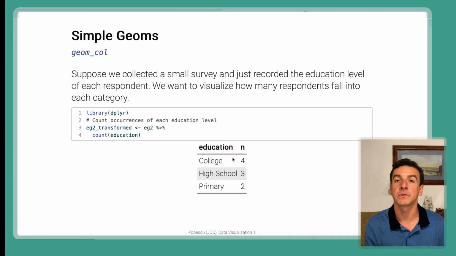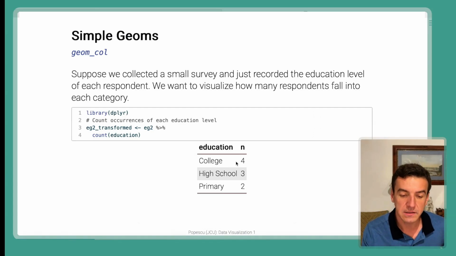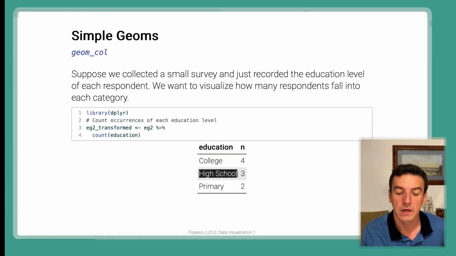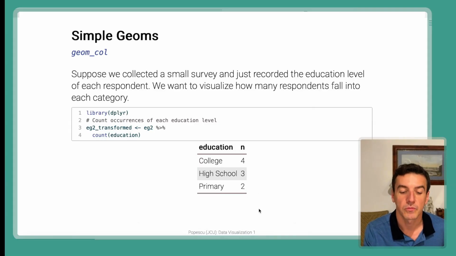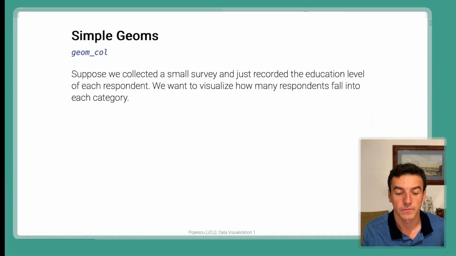So we now have two variables. We have education and we have N. As you might guess, this N variable is essentially counting how many times we encounter college, how many times we encounter high school, and how many times we encounter primary. So we have 4 people that have a college level education, 3 people that have a high school level of education, and 2 people that have primary school education.